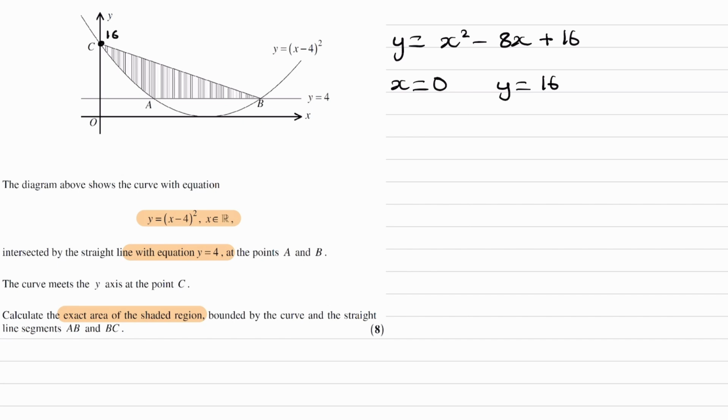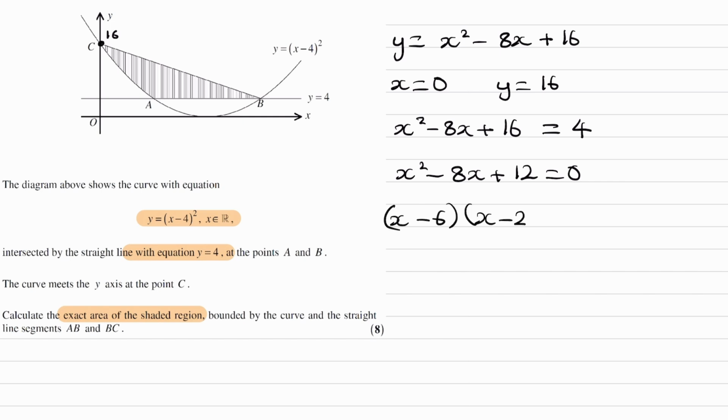And then for points A and B, we solve the equations of these two things simultaneously. So we replace the y that we have here with 4. That becomes, so the quadratic is as above, set this equal to 4, rearrange, and then factorize. So two things that times to give 12 and add to give minus 8 are minus 2 and minus 6. So x coordinate for point A is 2, x coordinate for point B is 6, we know the y coordinate is 4.